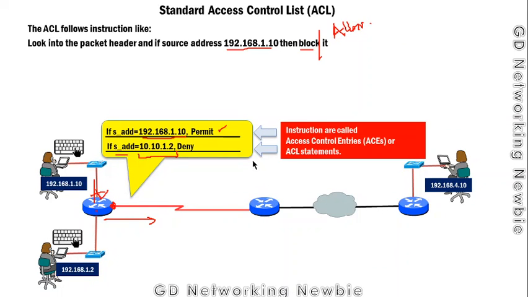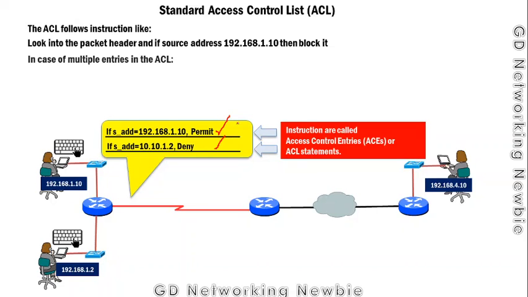Now in this access list, the specific instructions are called access control entries or access control statements. It means this is an access control entry. This is also an access control entry. So we have multiple access control entries, and we are just giving specific names to them.